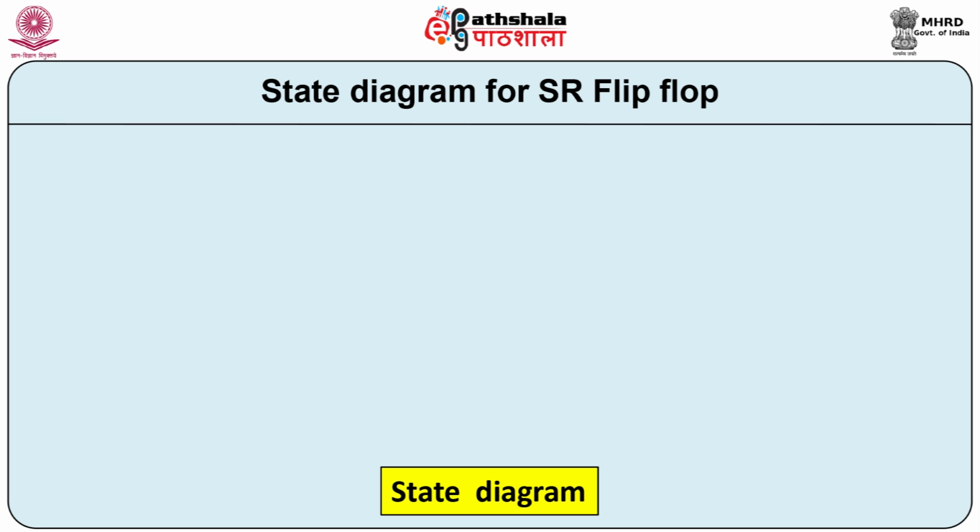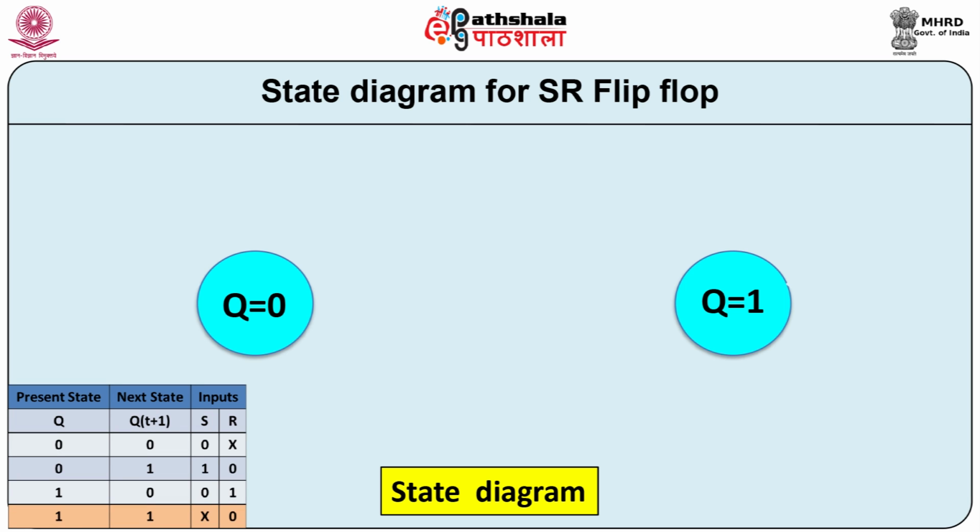Let us now prepare state diagram for SR flip flop. A state is represented by a circle. There are two states for all flip flops. Flip flop can be in the reset state when Q is equal to 0 and in the set state when Q is equal to 1. From the excitation table, it is clear that all the flip flops can have 4 possible transitions. The transitions between the states are indicated by directed lines or arcs connecting the circles. 2 of them are referred to as self transitions and the rest 2 are state transitions.